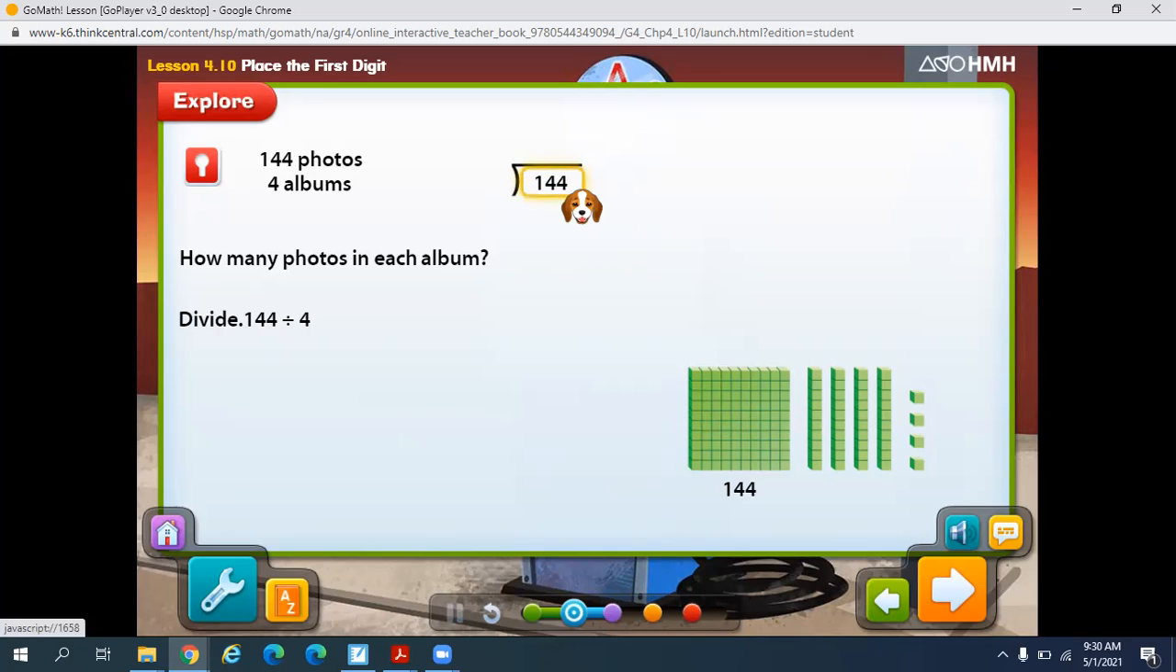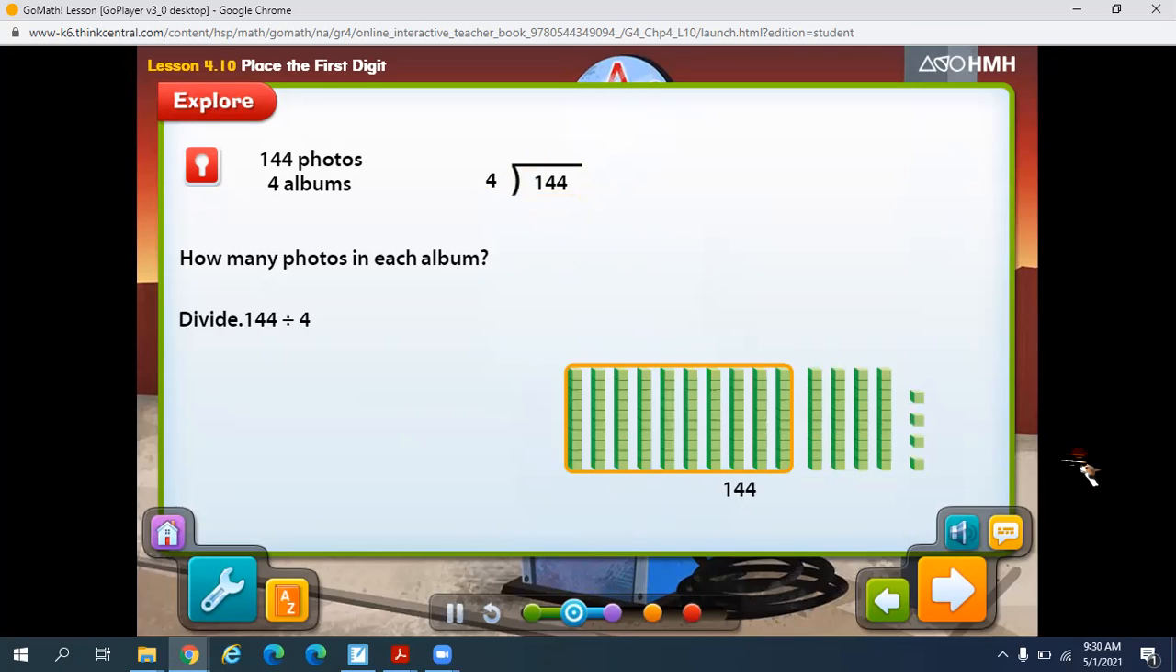We have 144. So how many hundreds do we have? We have 1 hundred, which is also shown in this quick picture at the bottom. Think about it as you're not dividing by one, because four can't go into one, but you're dividing by the whole number of 14, the one and the four this time, okay? So watch where they place the digit.